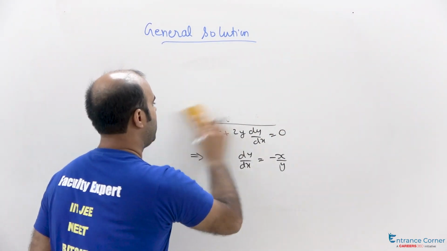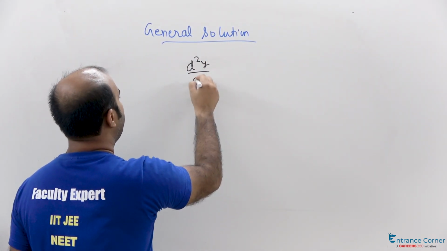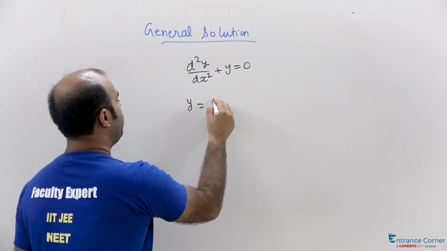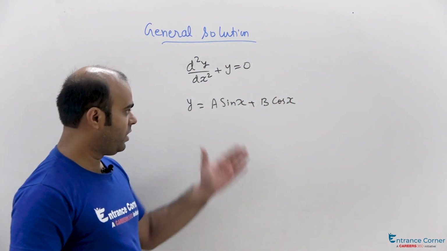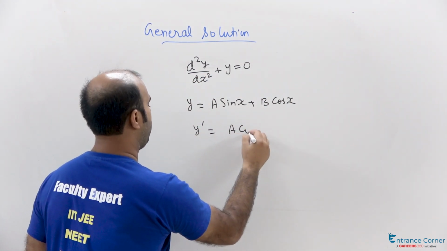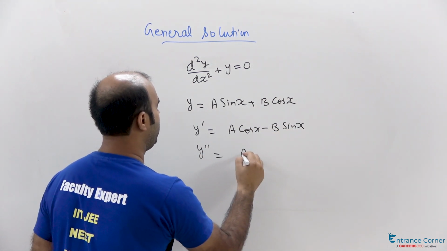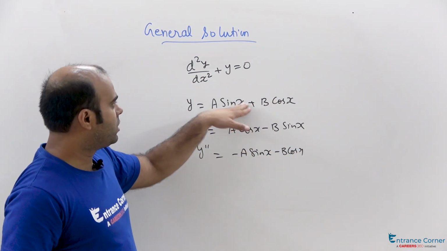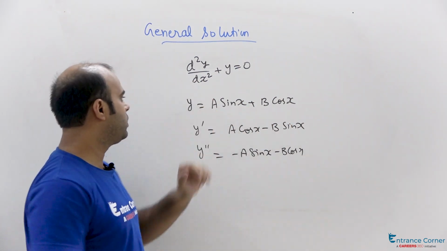Similarly, let us take another example: a differential equation d2y by dx square plus y equal to 0, and its solution is y is equal to a sin x plus b cos x. To confirm that this is a solution, differentiate it once. You will get a cos x minus b sin x, and differentiating again, minus a sin x minus b cos x. Clearly, when this is substituted here, the terms will add up to give 0. So this is a solution.